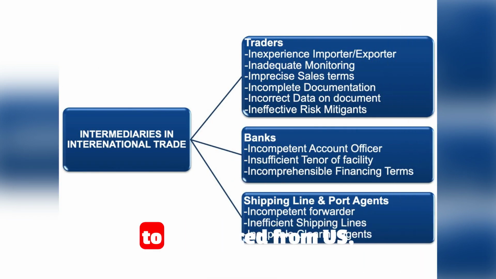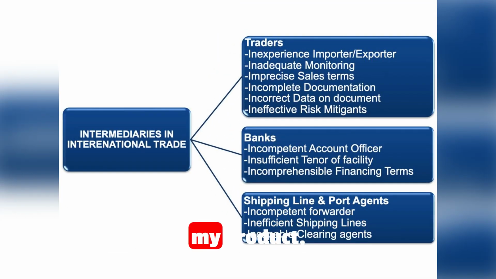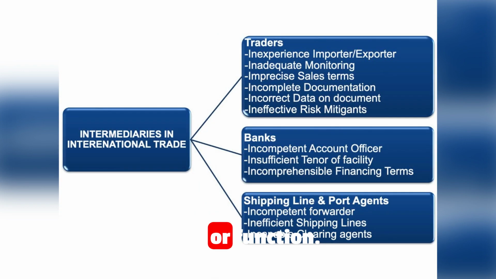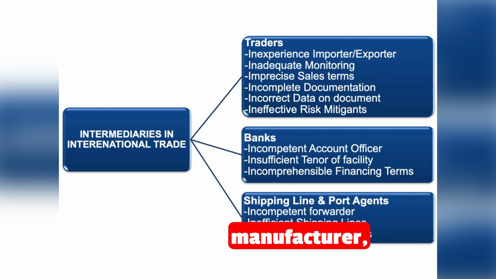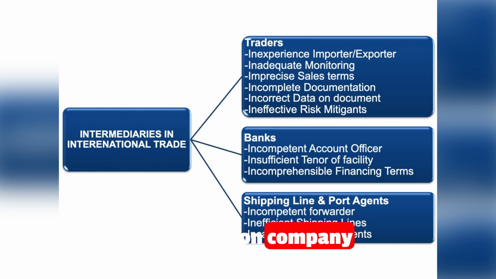If my raw material has to be sourced from the US, I need to import. If my raw material has to be sourced from South Africa, I need to import. Even though I'm a manufacturer, what I need to manufacture my product, I need to source from outside the country. As a result of that, I'm unable to monitor, because import is not my core job or function. But I have to do it in the course of my operation, either as a manufacturer, an engineering company, or a construction company.